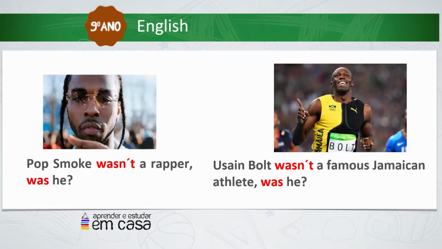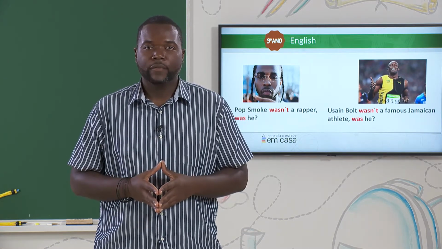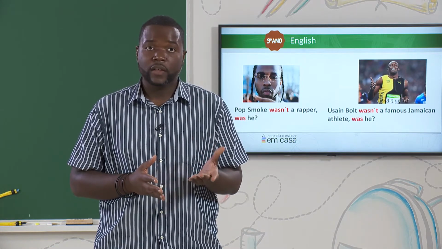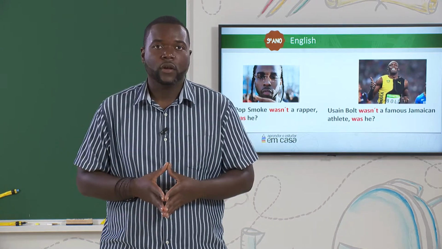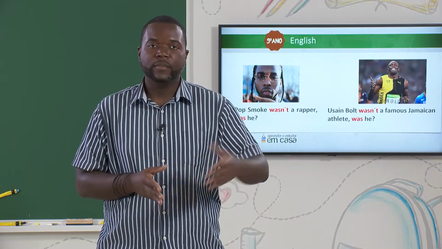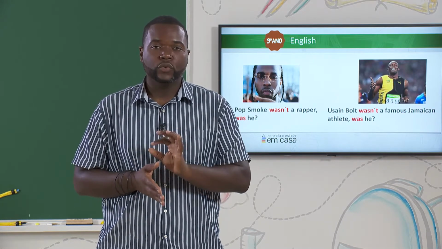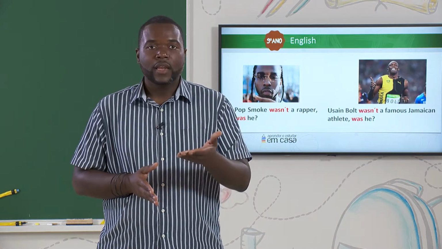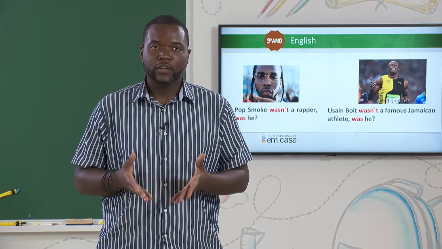Usain Bolt wasn't a famous Jamaican athlete, was he? Well, students, what we have here is basically the same. We are using a different verb tense, was not. It's the verb to be in the past, and it's the negative, which makes the first clause negative. And the confirmation, which is the second clause, is in the positive or affirmative. Usain Bolt wasn't a Jamaican athlete, was he? Now we are going to continue with exercises to see if you really understood today's lesson.